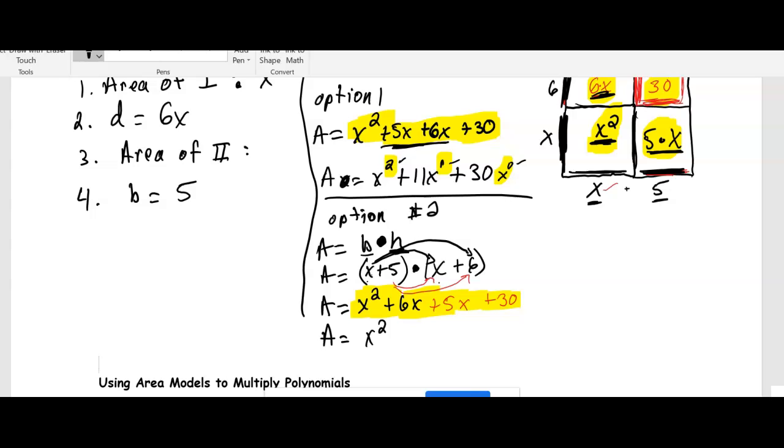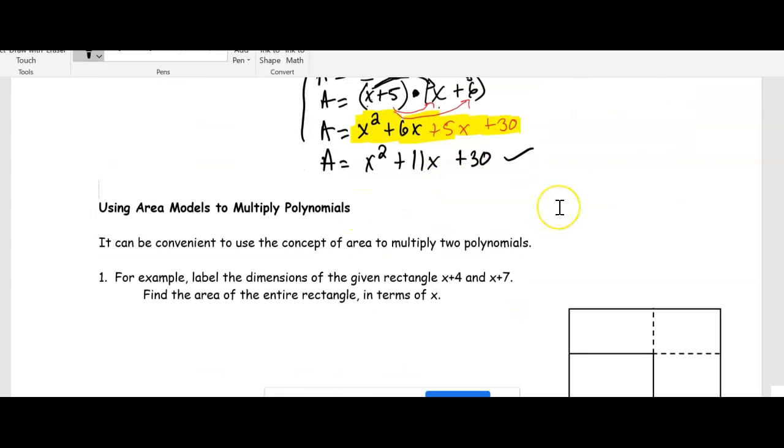So we want the x squared next, or first. 5 make 11, and then plus our 30. And then now we see same answer here as we just got right there. All right. So yeah, definitely. All right, I'm going to leave that there.